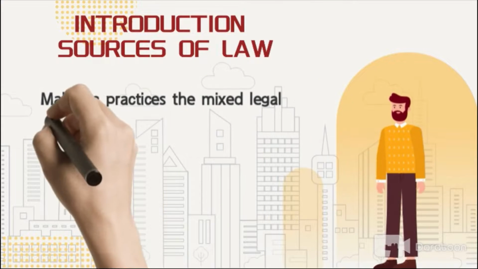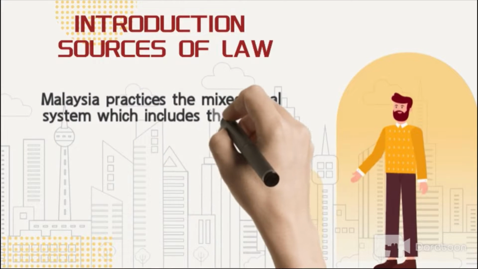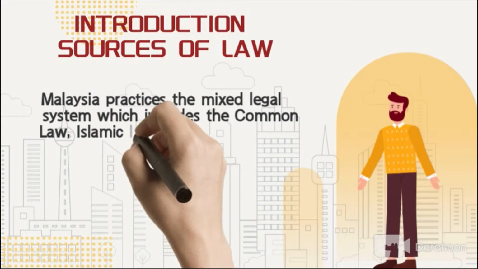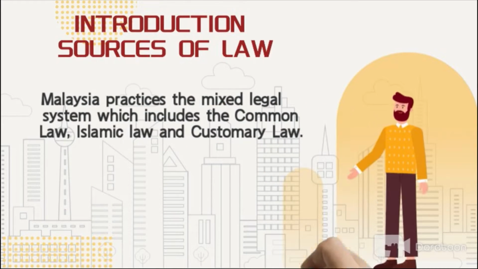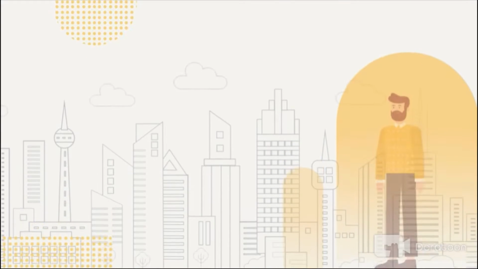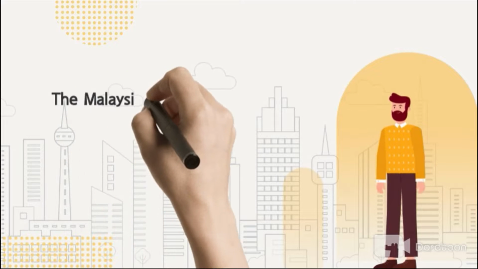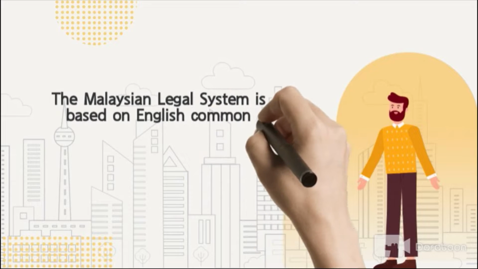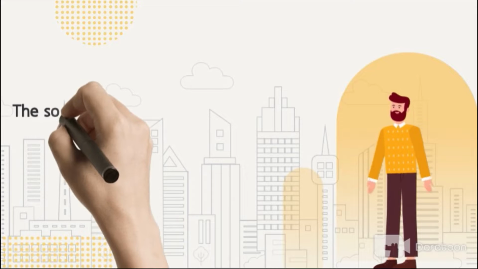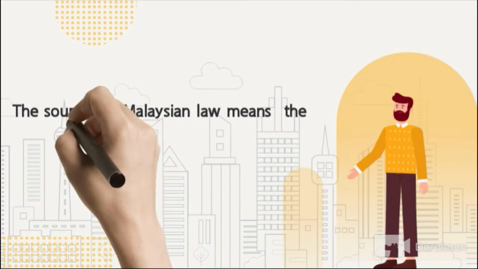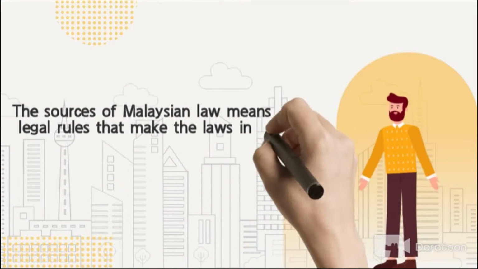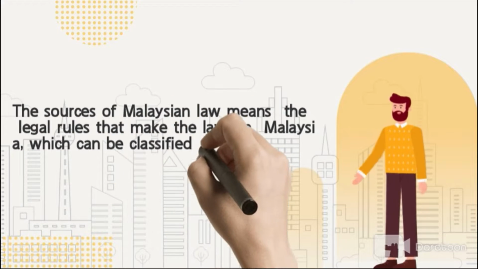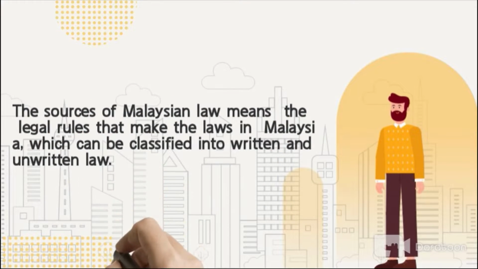As we can know, Malaysia practices the mixed legal system which includes the common law, Islamic law and customary law. After that, the Malaysian legal system is based on English common law. Sources of Malaysian law means the legal rules that make the law in Malaysia, which can be classified into written and unwritten law.